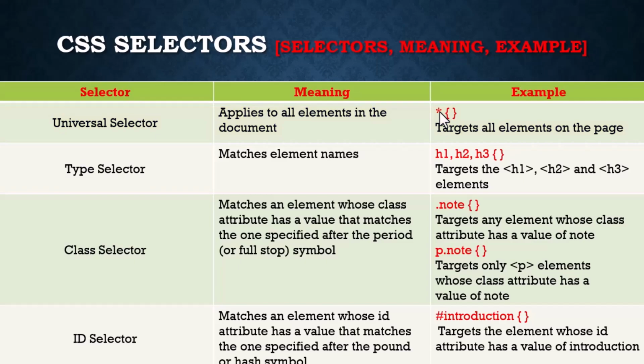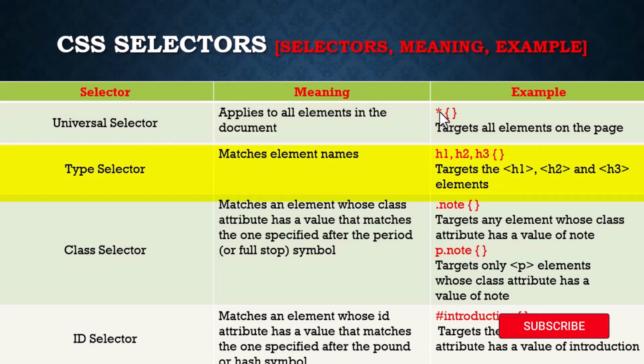Another type of selector is what you call the type selector. In this case, you are being specific to a particular element. So if you check here, h1, h2, h3, this is just like the example we explained earlier. This targets only the specific type that has been stated.